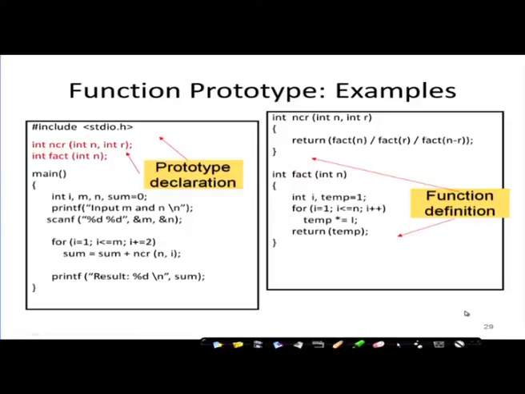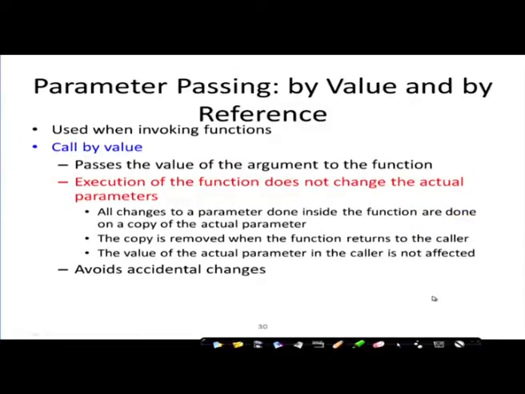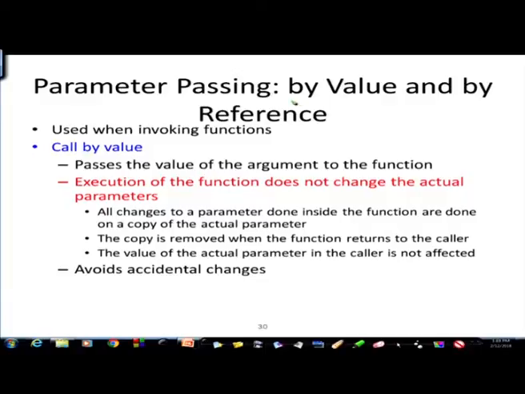Now, next we will move to a very important concept. So, let us quickly have a look at this. The prototype declaration and the function definitions are actually here. Now, we are moving to a very important concept of passing the parameters. How do we pass the parameters from the calling function to the called function? There are two distinct ways in which it can be done. One is calling by value, other is calling by reference. So, right now let us think of calling by value.